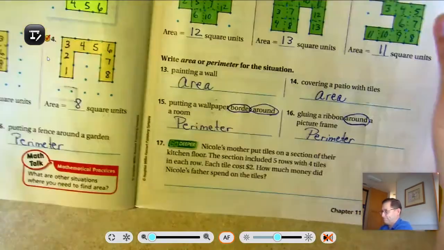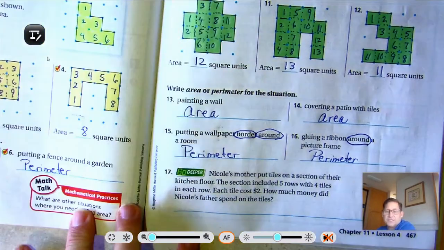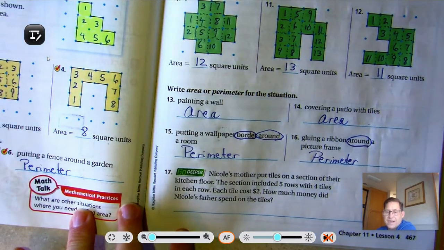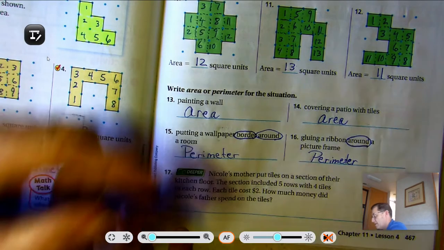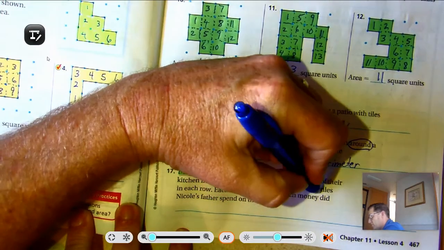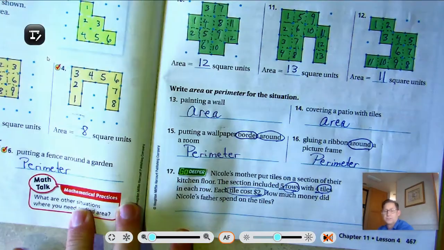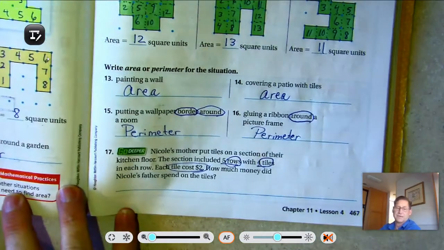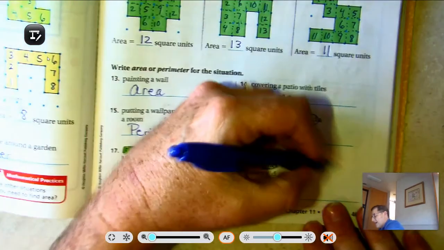17. Nicole's mother put tiles on a section of their kitchen floor. The section included 5 rows with 4 tiles in each row. Each tile cost $2. How much money did Nicole's father spend on the tiles? All right, so we have 5 rows of 4 tiles, and each tile costs $2. So we got a couple steps there, right? We first got to figure out how many tiles the father bought. So it says 5 rows.